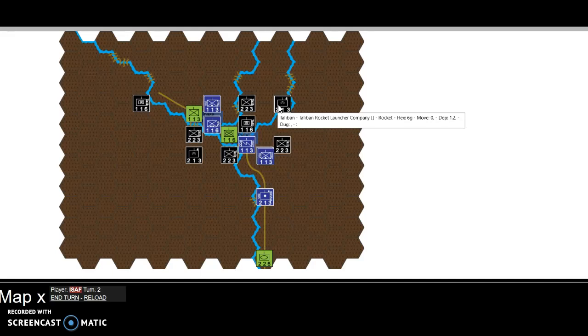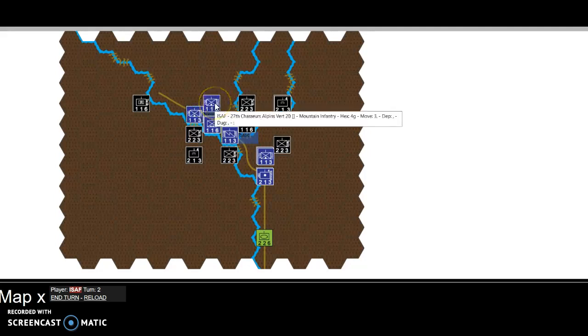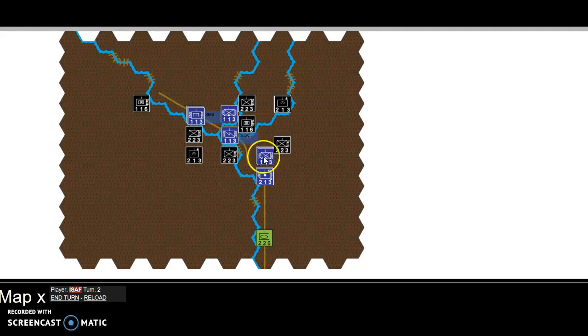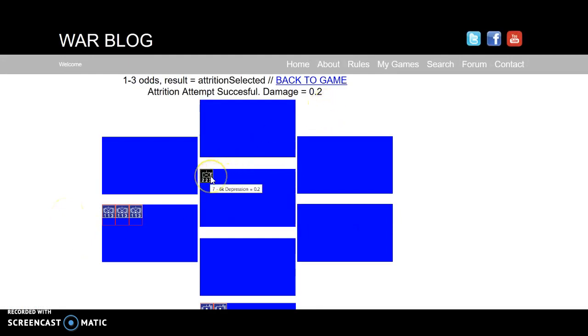However, what do we want to do? I think we want to move this artillery up. Might as well leave them there, actually. We're going to move this signal unit, which is basically just infantry, into there. Push these mountain units into there and there. Okay, and here we're going to try an attrition. Now, attrition is something that I do favour for mountain environments. 0.2. Well, that was good.